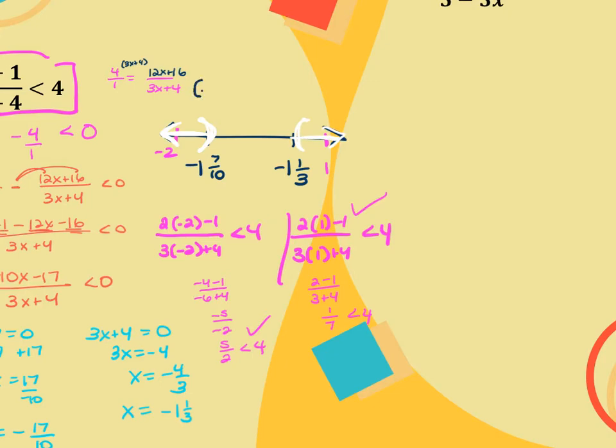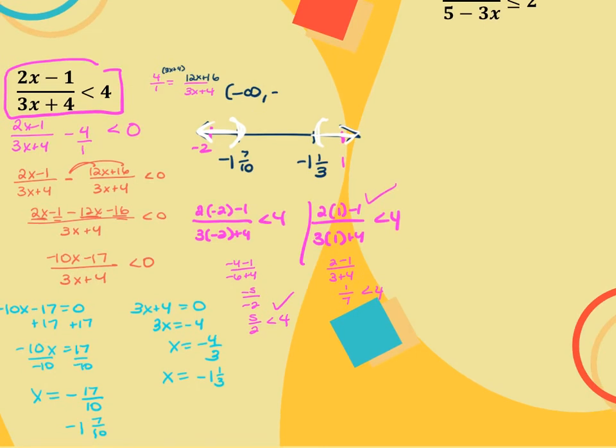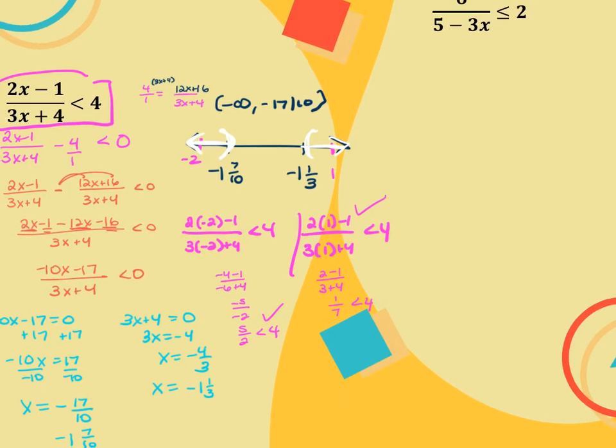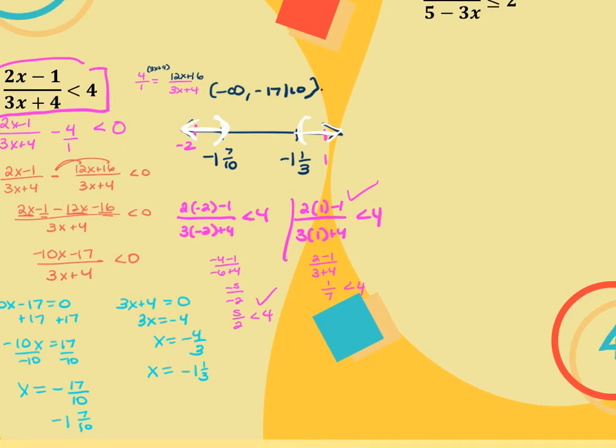And my interval notation would be negative infinity to the negative. And on your test, it's going to have you write it as improper. So it would be negative 17/10. And then negative 4/3, positive infinity.